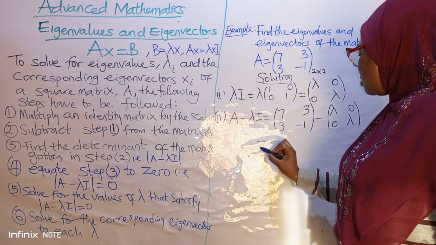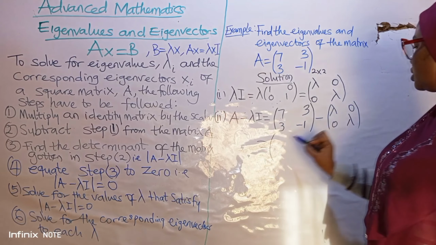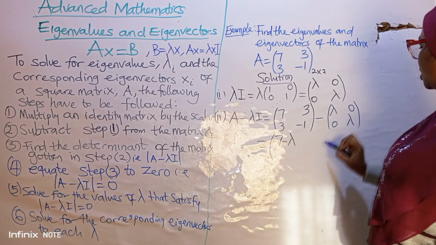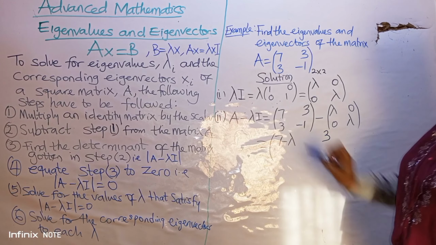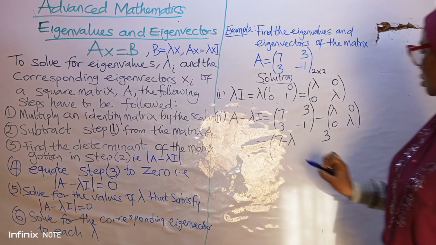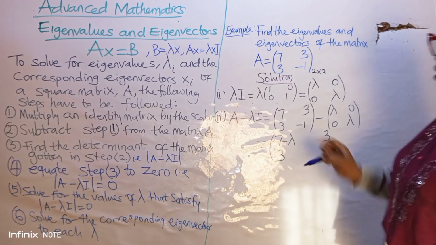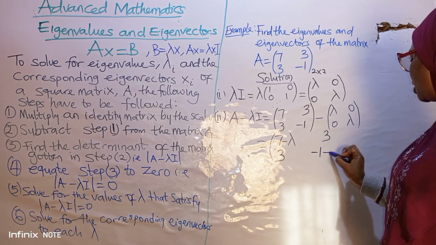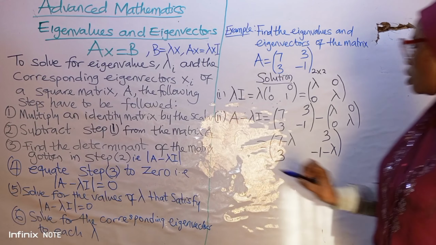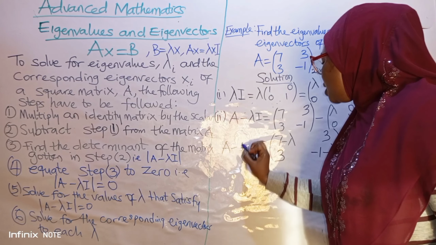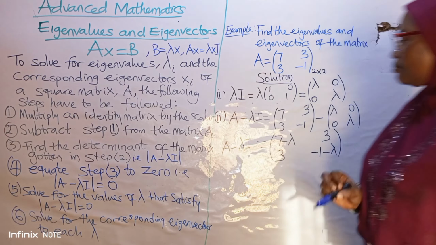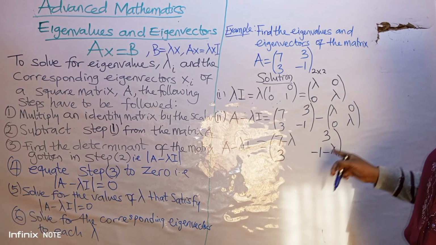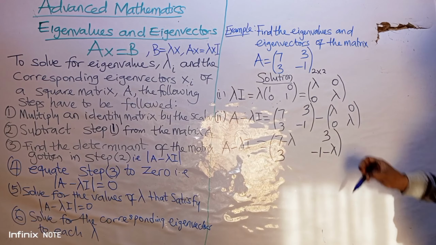So this one gives me 7 minus lambda, 3 minus 0, that is 3. 3 minus 0, that is what? 3. Minus 1 minus lambda, that is what? Minus 1 minus lambda. So I've gotten my A minus lambda I. Step 3. Find the determinant of the matrix gotten in step 2. Here is the matrix gotten in step 2.